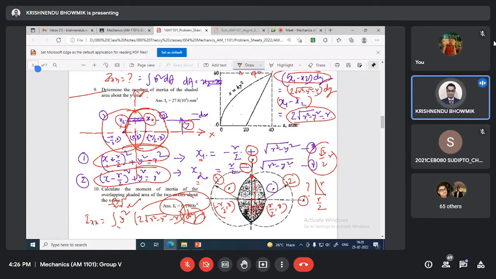I missed one thing. This value we got, square root 3 by 2 r. Now if I use this half section, from 0 to square root 3 by 2 r, we can multiply it by 2, and this is 0 to this value. That we can do.